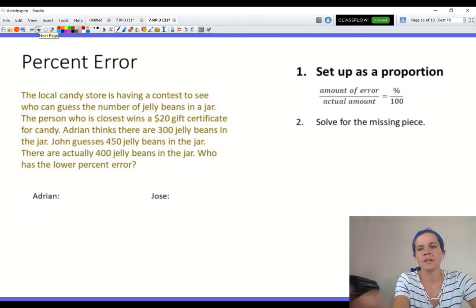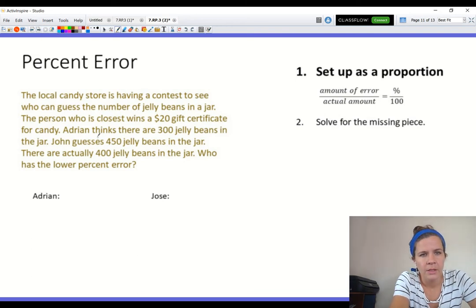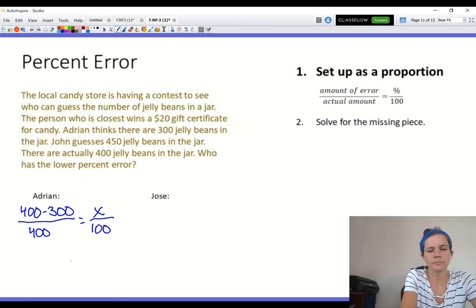Okay, let's set it up as a proportion. So let's find their error first. So we know that Adrian guessed 300. There are 400. She guessed 300. Okay, that's how we find our amount of error over the actual amount of 400 equals, we don't know the percent, always over 100.